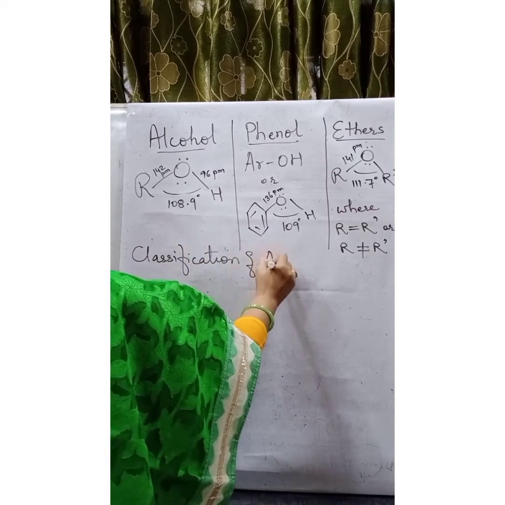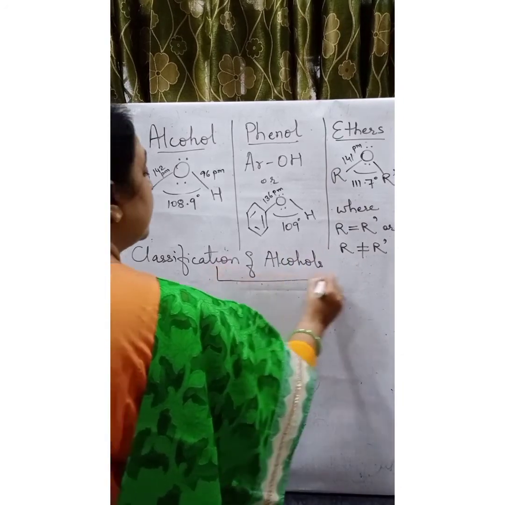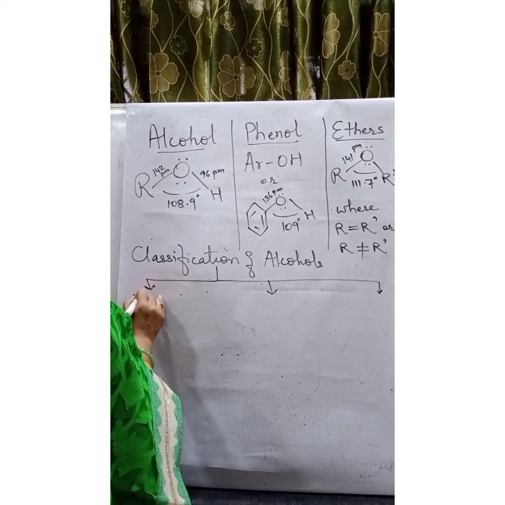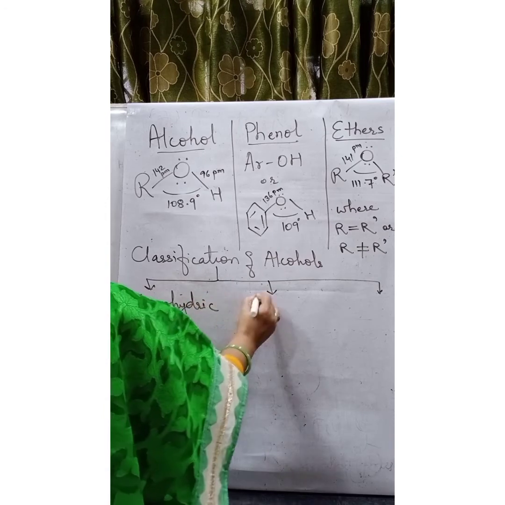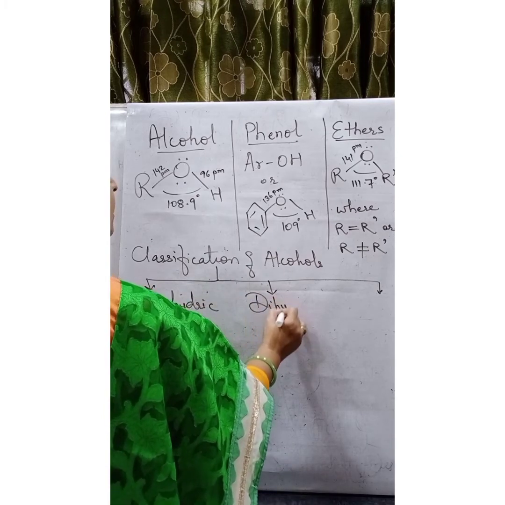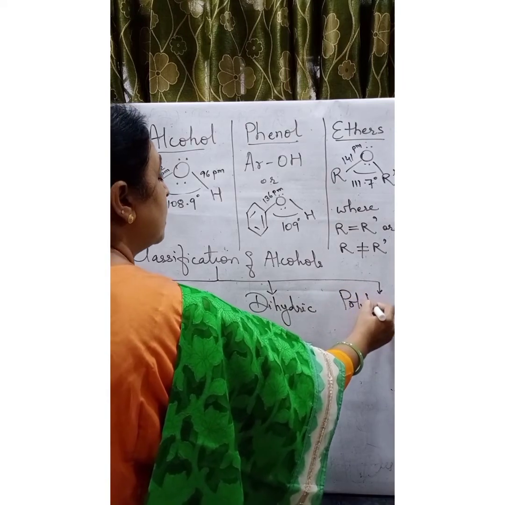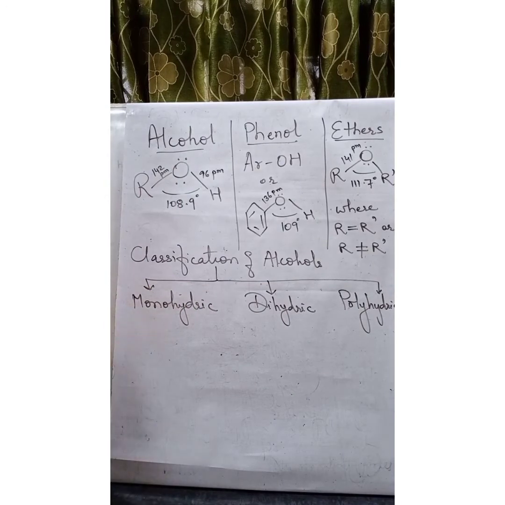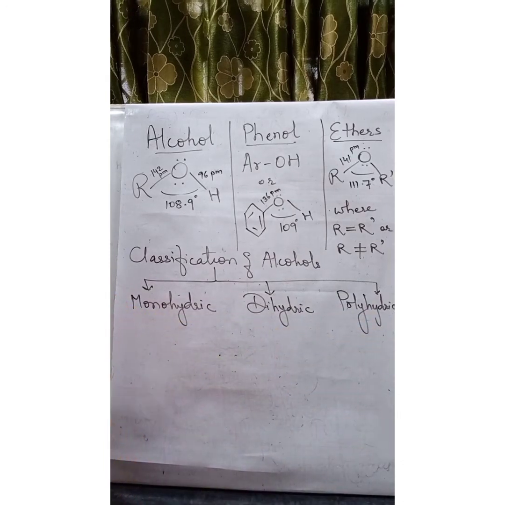Alcohols and phenols. They can be classified into three categories: monohydric alcohols, dihydric alcohols, we can call it as polyhydric alcohols, where monohydric means one OH group is present, dihydric means two OH group is present, polyhydric means three OH group is present.